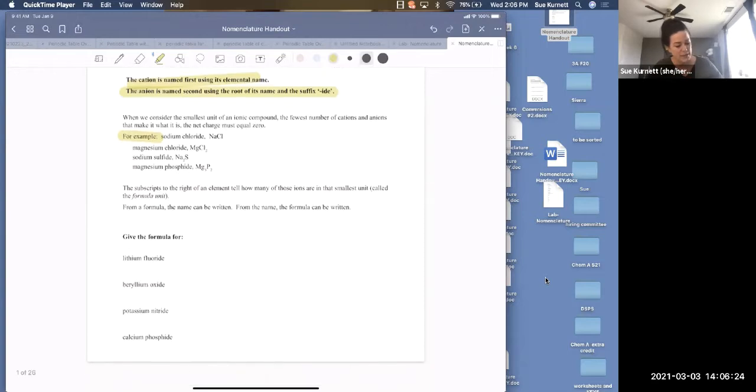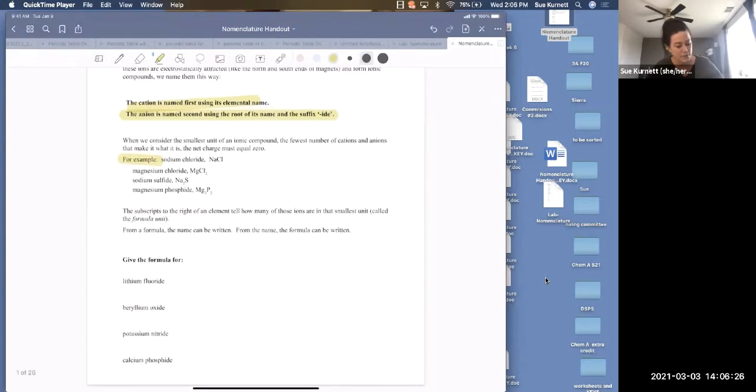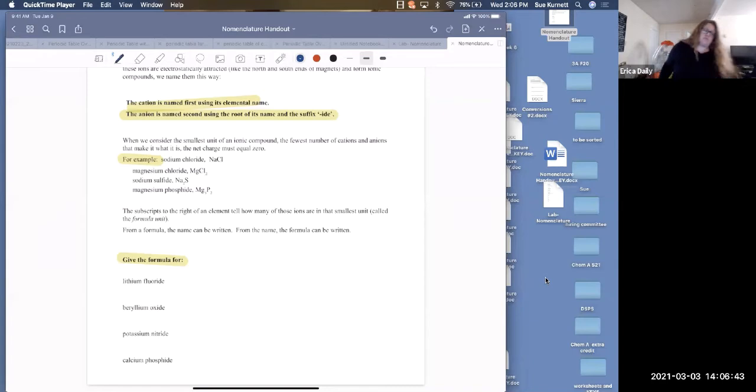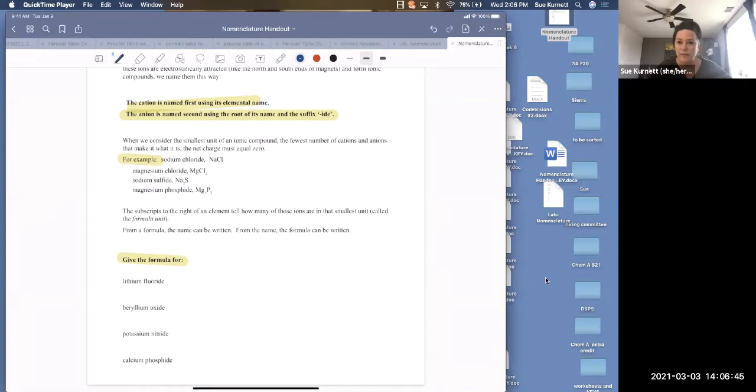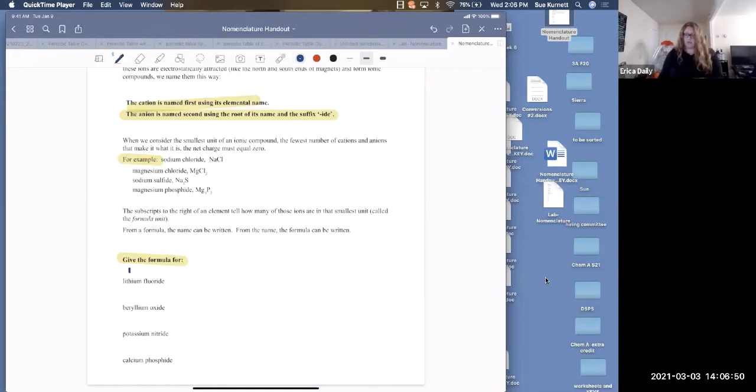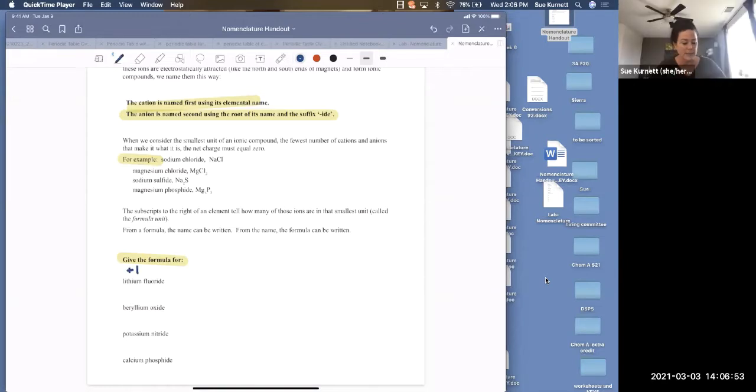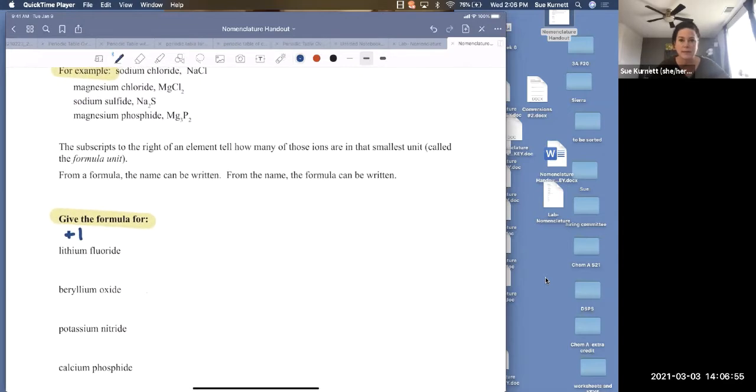Okay, so the first part says, we're going to give the formula for, and then we have some examples. Lithium fluoride. So the first thing I need to do is find lithium on the periodic table and find fluorine and see what groups they're in. What group is lithium in? 1. Okay. So when lithium forms an ion, what charge will that ion have? +1. Perfect. I'm going to write the +1 right above that lithium. Fluoride. Fluorine is in what group or column?